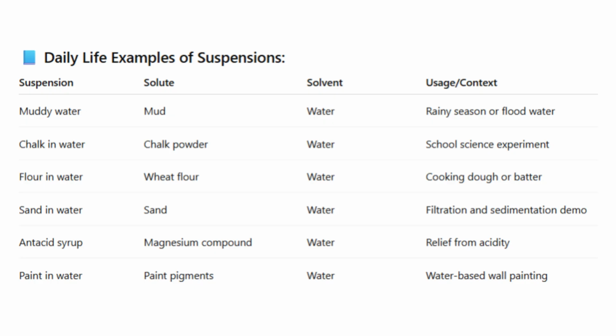Let's look at some real-life examples of suspensions. Mixtures where solid particles are dispersed in a liquid but eventually settle down. Muddy water. In this, mud is the solute and water is the solvent. You'll commonly see this during the rainy season or floods, where soil mixes with rainwater. Chalk in water.